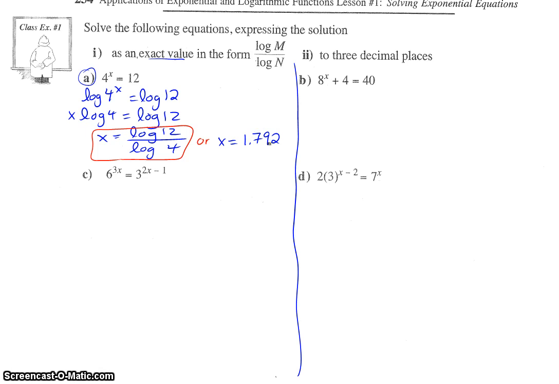All right, let's take a look at B. Okay, so our power is here. That's where our variable x is, which means we kind of want to get rid of that plus 4, okay? That's not really doing us any good.